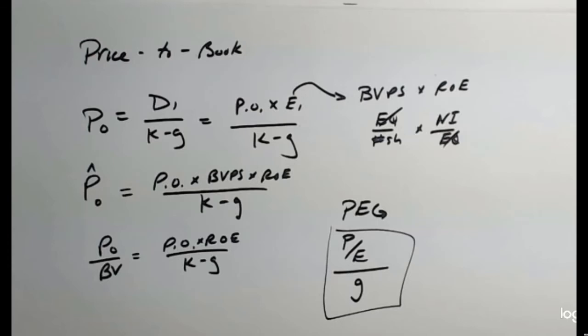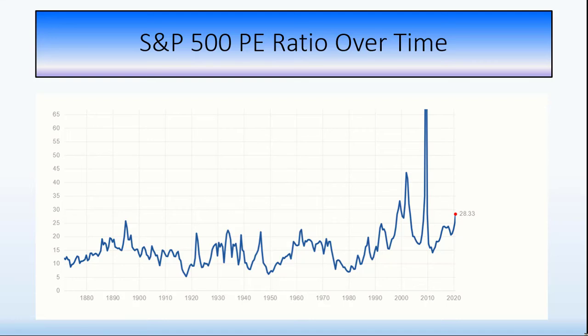What I suggest you do is go to Google, type in S&P 500 PE ratio over time, and pull up a chart. Here's one, for example. I got this chart. It goes all the way back into the 1800s. And what you see is relatively stable PE ratios all the way up until around the year 2000.